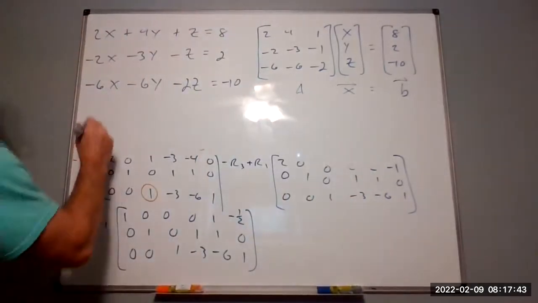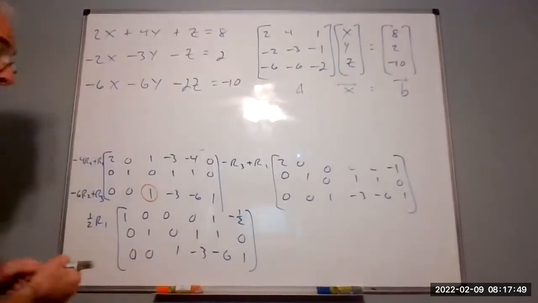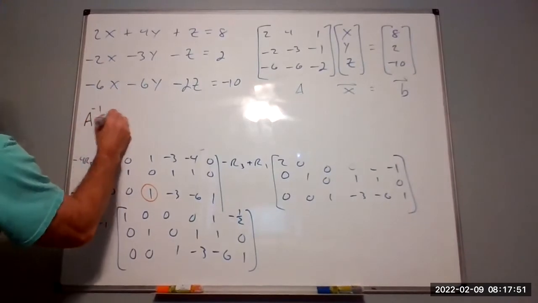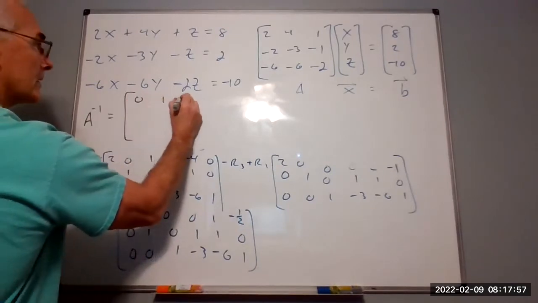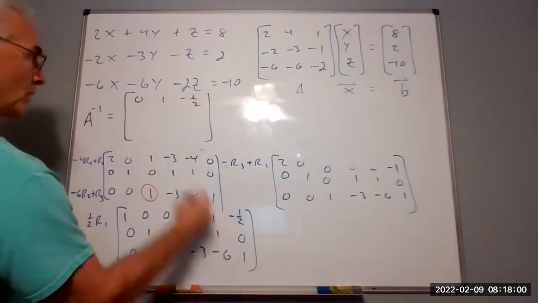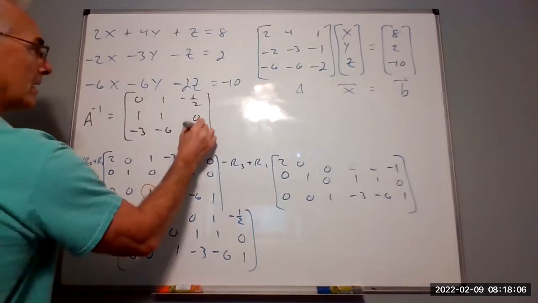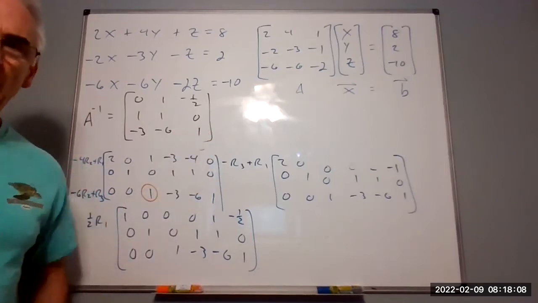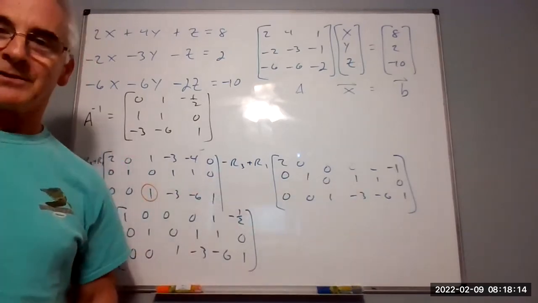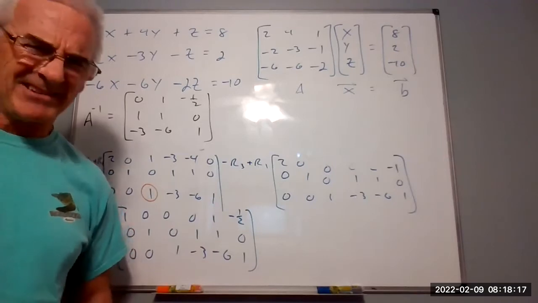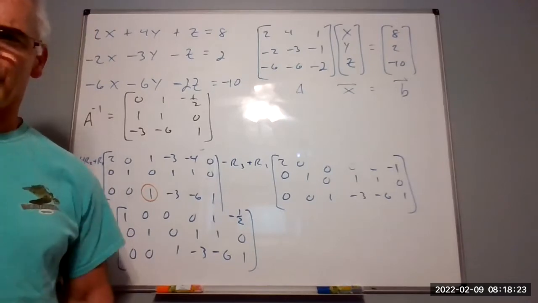It appears that my A inverse, I'll use a different color here. It appears that my A inverse, I say it appears, that means I did it right, is this. So 0, 1, negative a half, 1, 1, 0, and negative 3, negative 6, 1. I am really comfortable with that. I would go out on a limb and say, yeah, that's probably right. Is that good enough? I'm pretty sure that I did it right. Can we improve upon that? We're pretty sure we did it right.